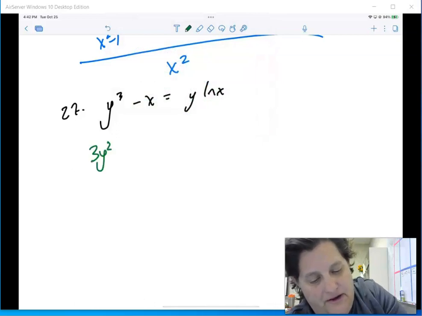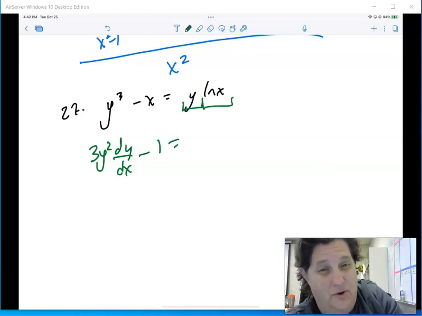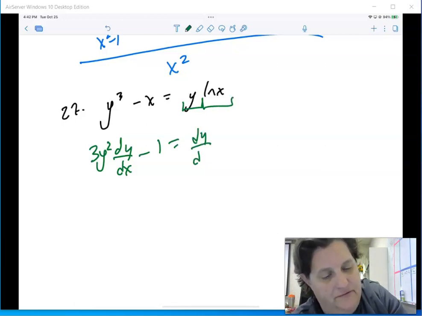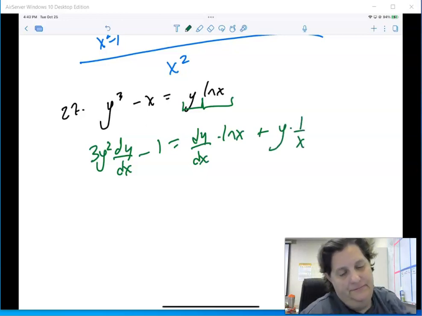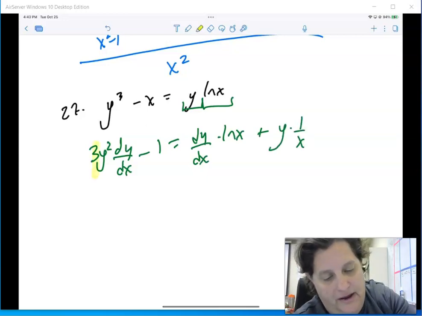This is 3y squared dy dx minus 1. And then I have to do a product rule here. Derivative of the first times the second, first times derivative of the second. Okay? Now look, I got to get the dy dx's on the same side.